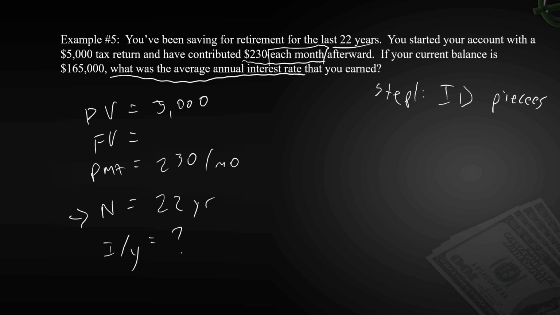And now at the end of 22 years, even though the end of the 22 years is today, the present, that doesn't mean it's the present value. It just means that's the future value. It's at the end of 22 years. So at the end of those 22 years, you have $165,000, okay? So that's all 5 components. So now we're ready for step 2.